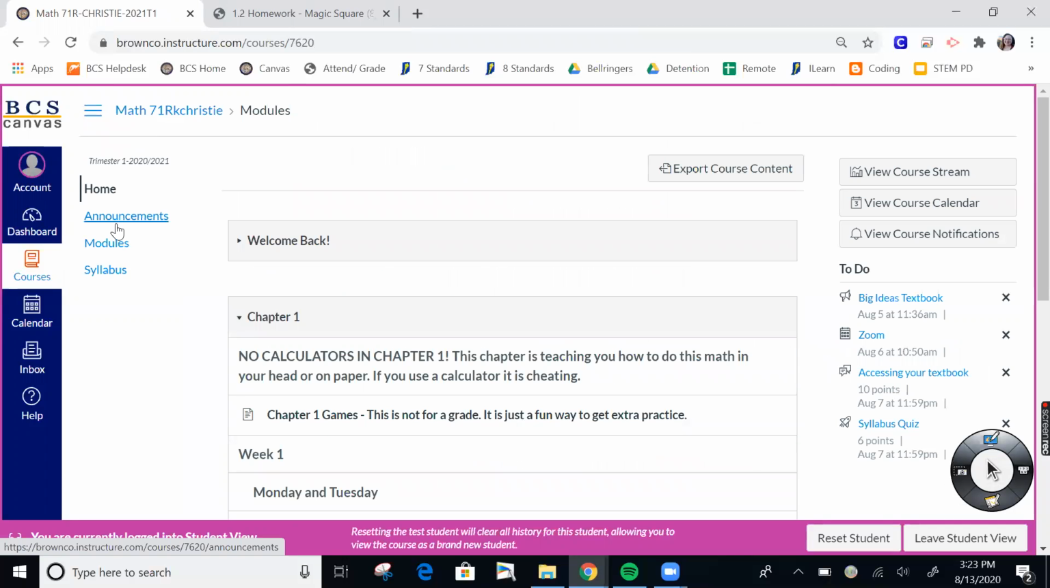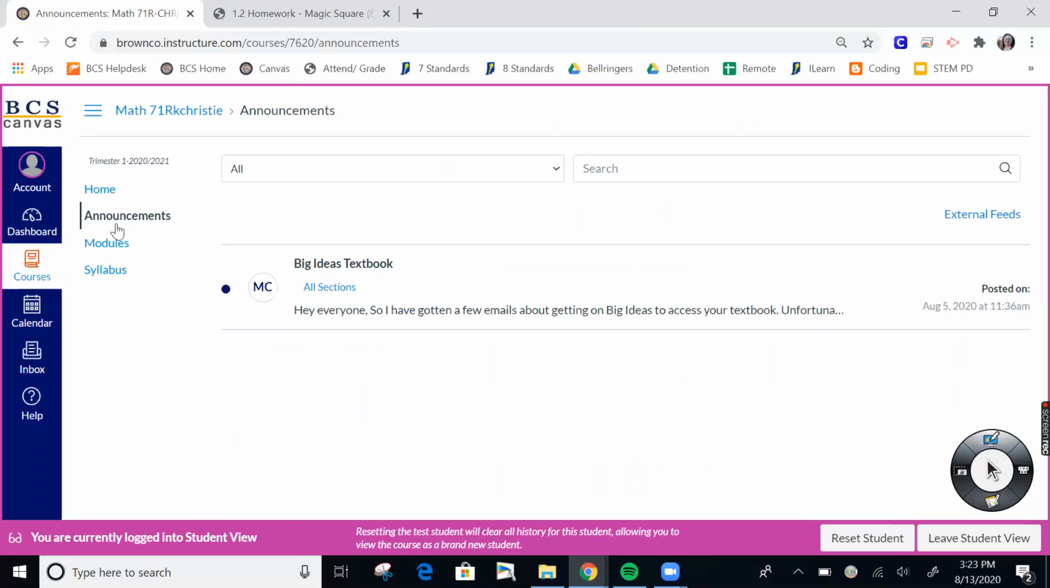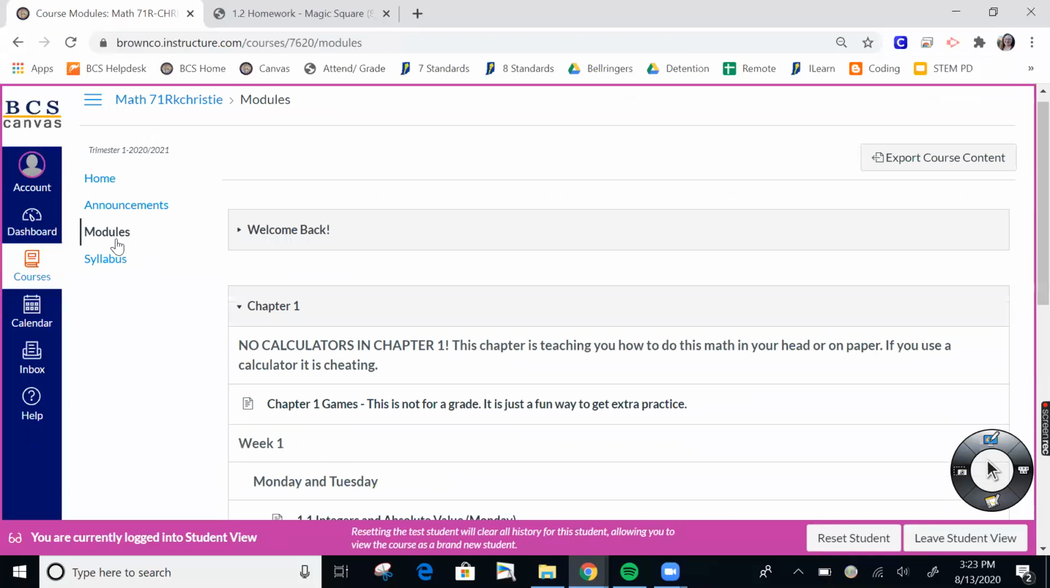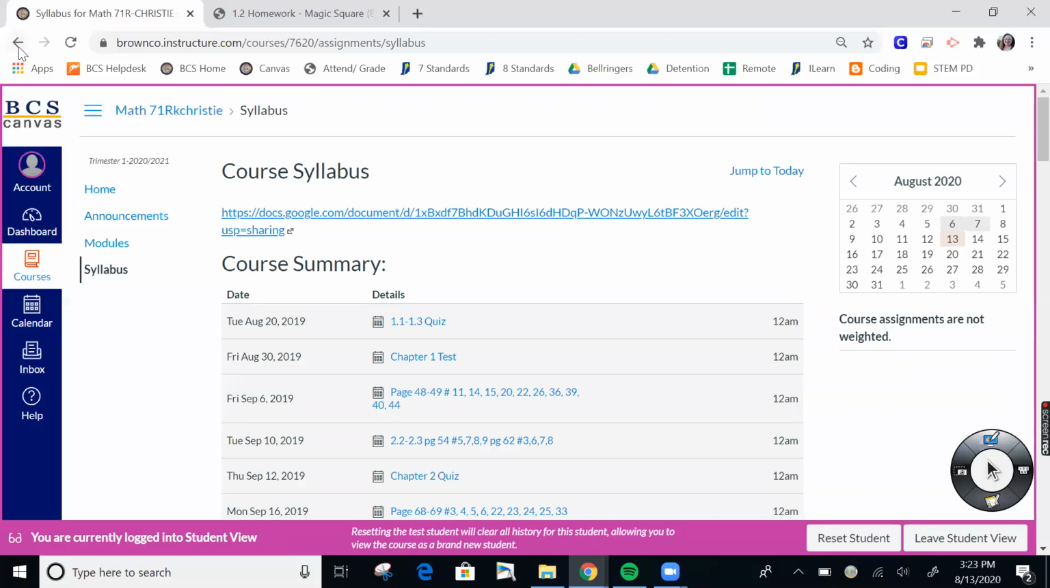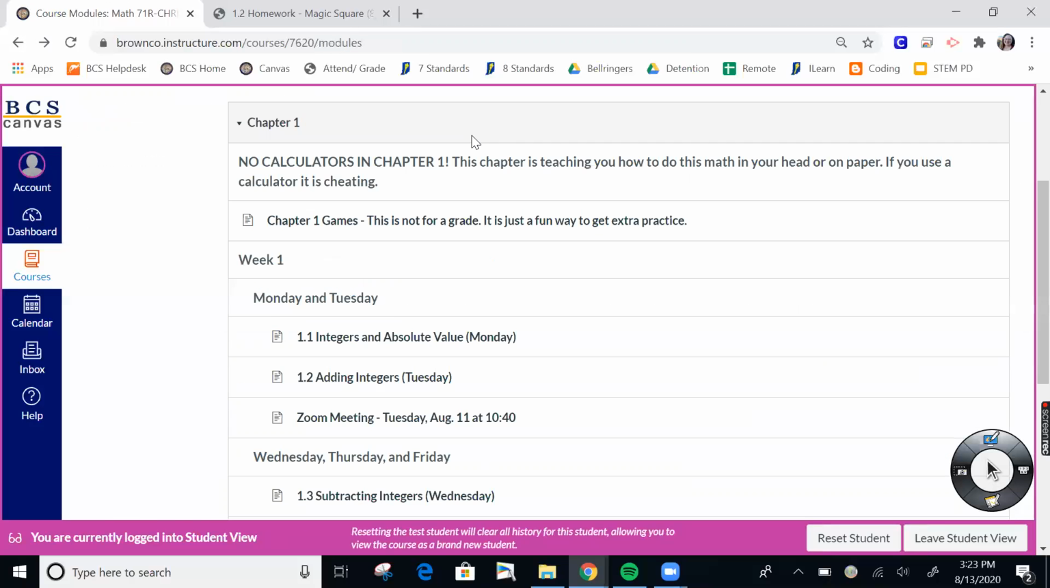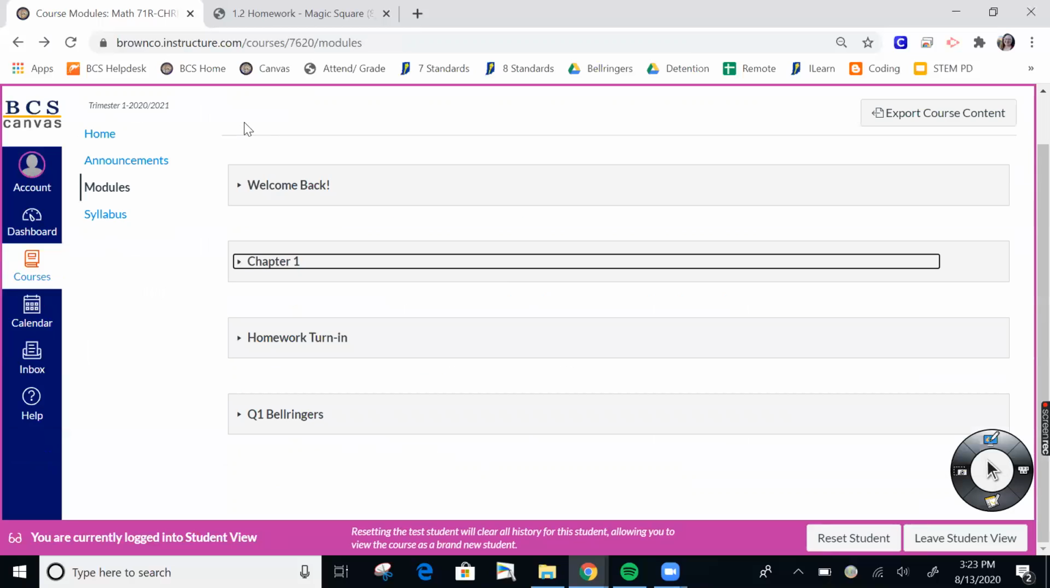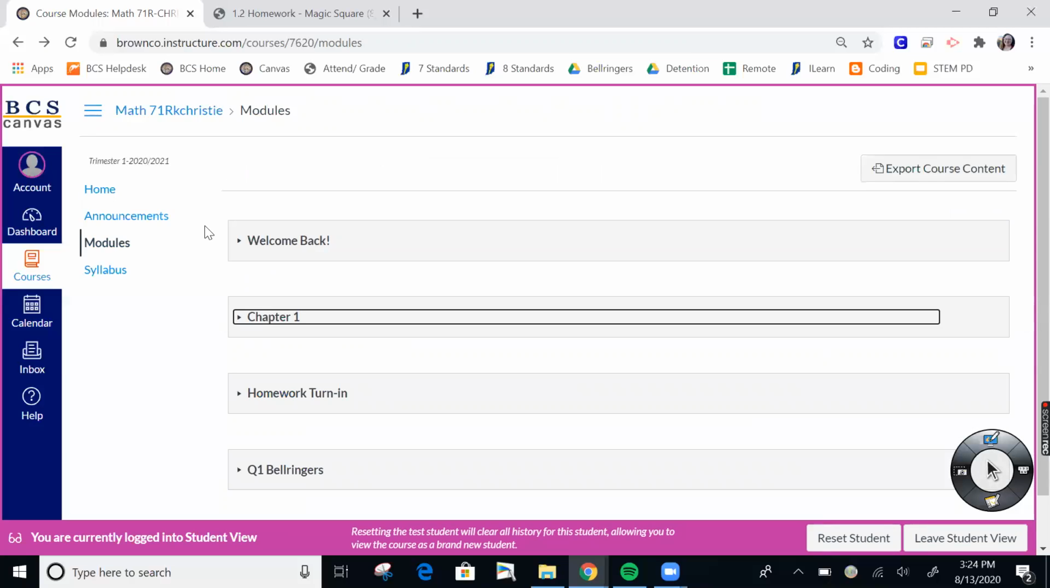If we have any announcements, they're going to be over here in this section. If I have anything like the textbook wasn't working at the beginning, I sent out an announcement about that, and that lives right there. Modules brings me back to that home page. And then if you're curious, you can go back and look at the syllabus. It's linked right there. If you want more information on how to navigate Canvas for a specific page, go and watch that second video now.